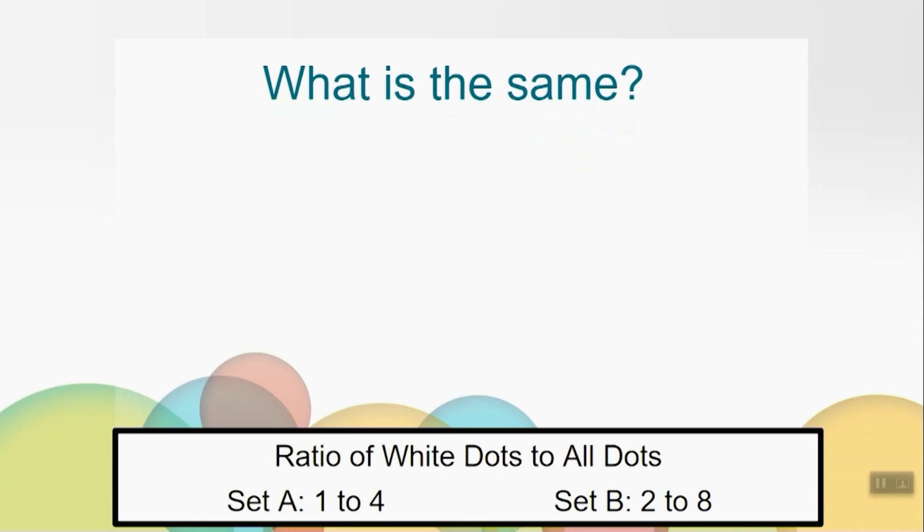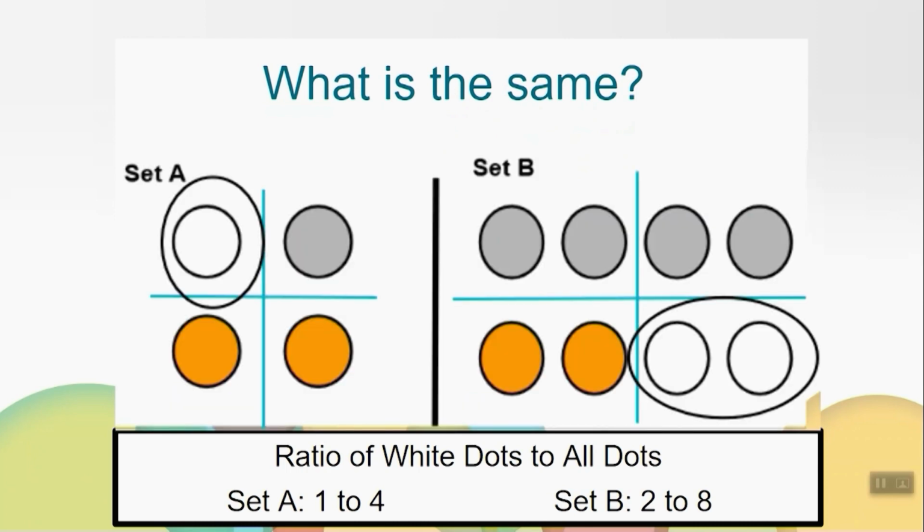If you said the ratio of white dots to the total number of dots in set B is 2 to 8, you're correct. If we're thinking about what's the same between sets A and B, one thing we might consider is splitting each group into 4 equal groups. If we split set A into 4 equal groups, the white dot represents 1 out of 4 equal groups. We can use that same line of thinking for set B.